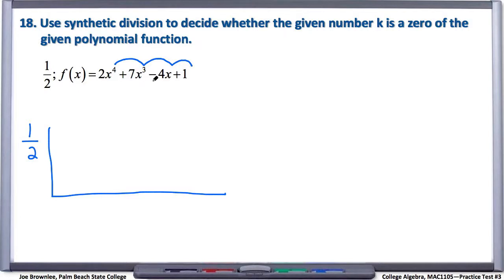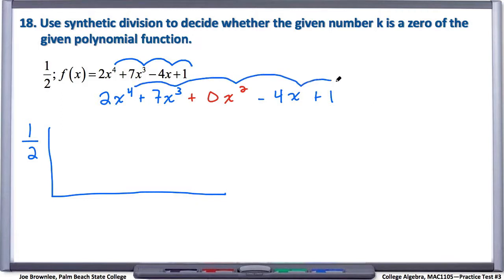So let's go ahead, rewrite our given polynomial, filling in that missing term. And we're missing x squared, aren't we? So we have 2x to the fourth plus 7x cubed, we'll fill in plus 0x squared minus 4x plus 1. And now we can see we go from 4 to 3 to 2 to 1 to none, the constant. So we're in good shape.